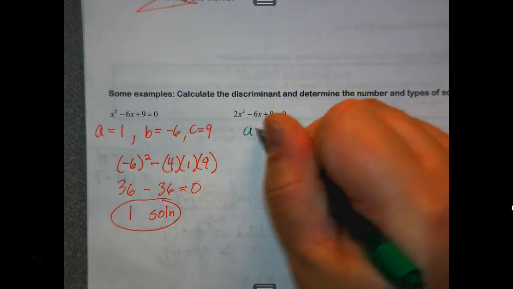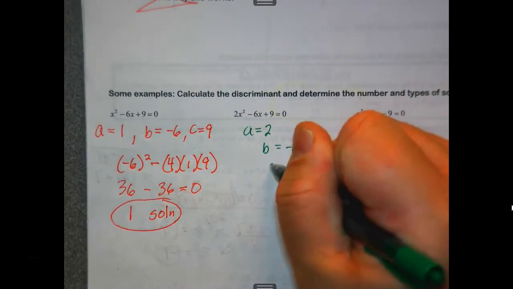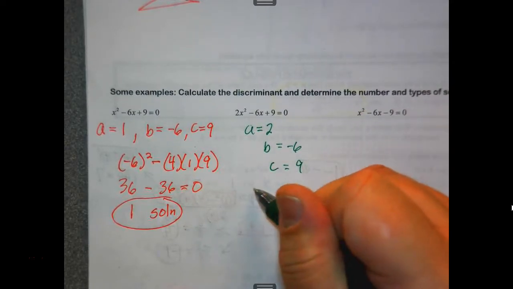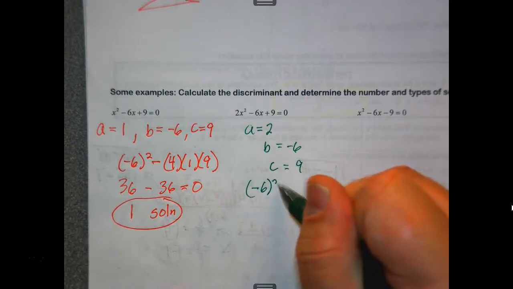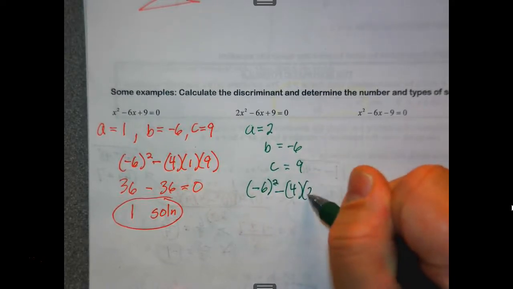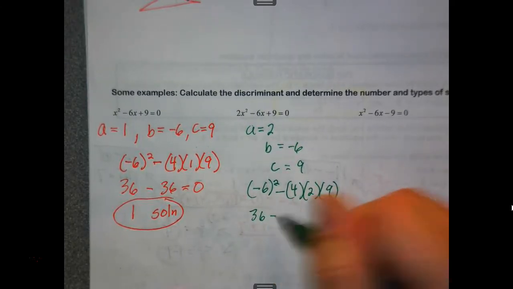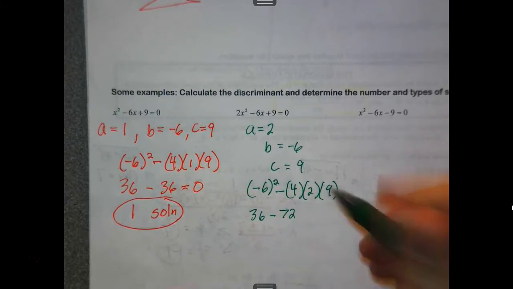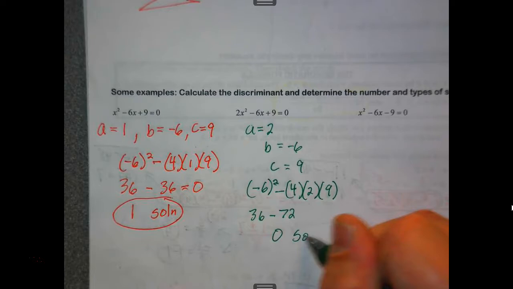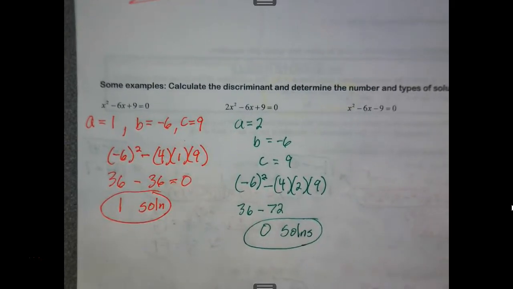Let's see, A is 2, B is negative 6, C is 9. B squared minus 4 times A times C. So I have 36 minus 72. I get a negative number. How many solutions? That's right, kids. I think you get the picture.